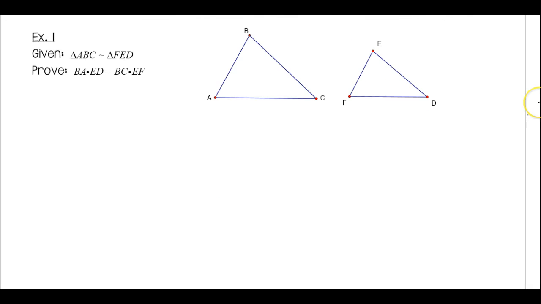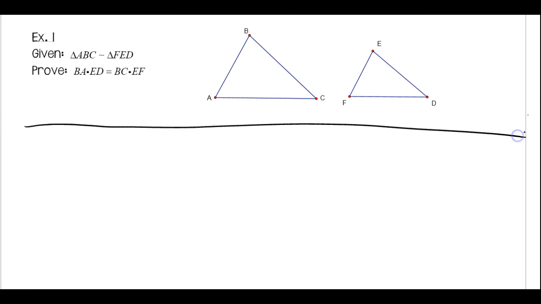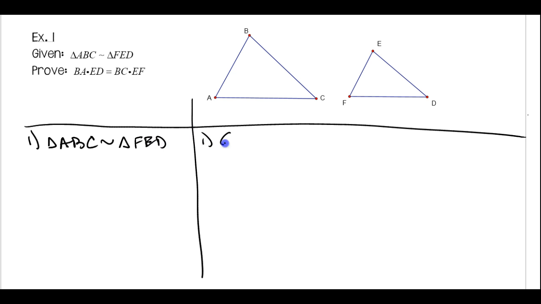So let's take a look at an example. We're given right away that we know that the two triangles are similar. So let's get our given information in there. Triangle ABC is similar to triangle FED. That's given. And number 2. So now that we know that these are similar, from the similar triangles we can get ratios. We can't get products, but we can get proportions.